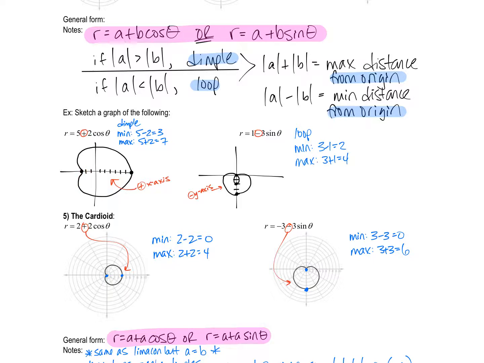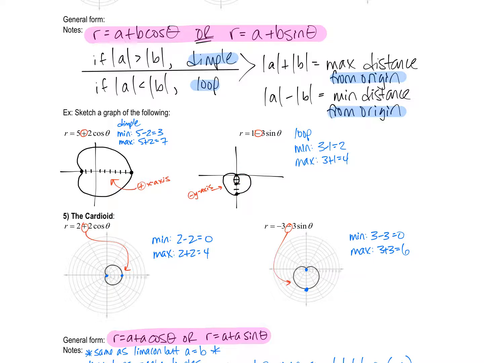This one is another loop one, and that's because this number is smaller than this one, which means when I do my min and my max, which are 2 and 4, and I make the bulk of my limacon on the negative y-axis, I'm putting a dot at the pole, and my min distance from there is 2, so a dot goes there, and in the same direction I'm putting a dot for my max distance, which is 4. And then make your limacon shape with a little loop-de-loop in the middle.